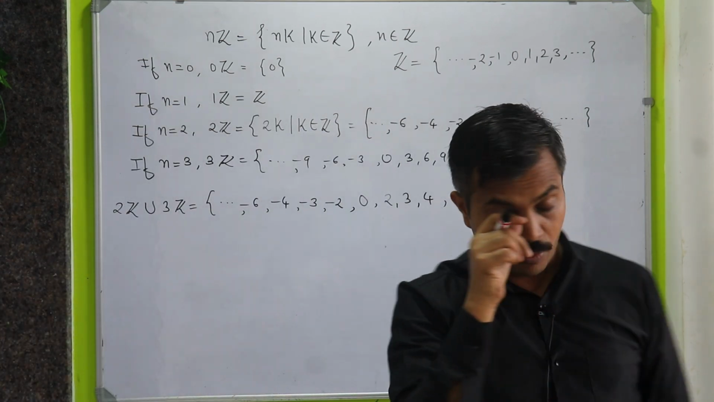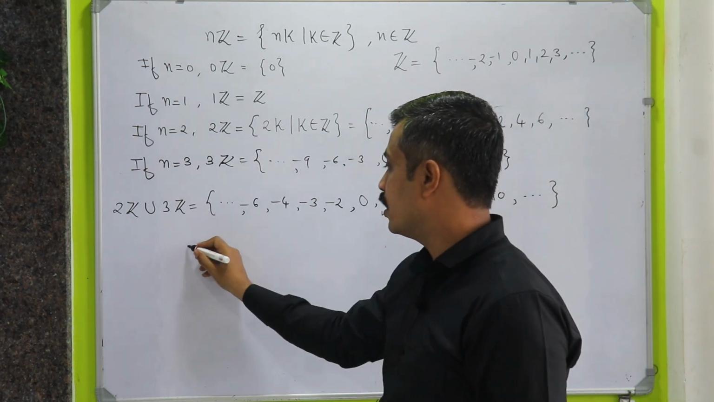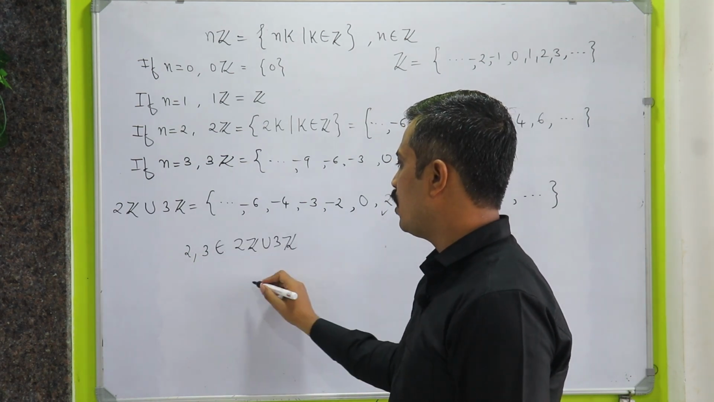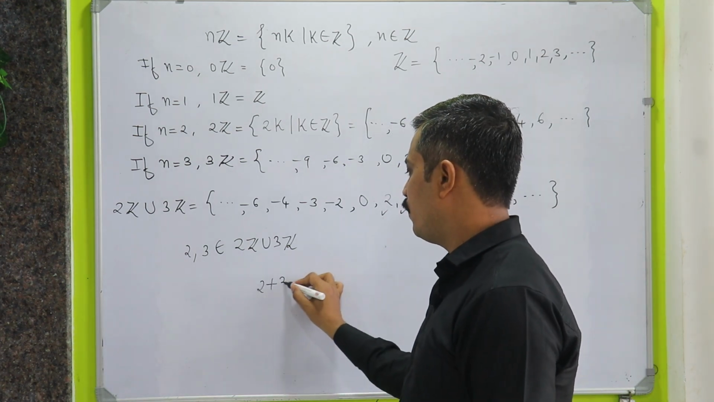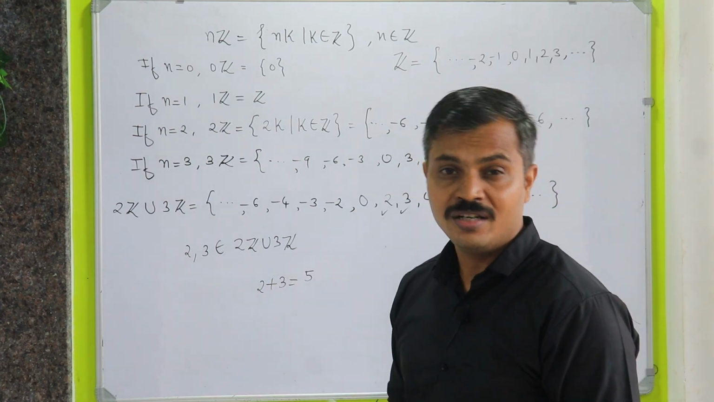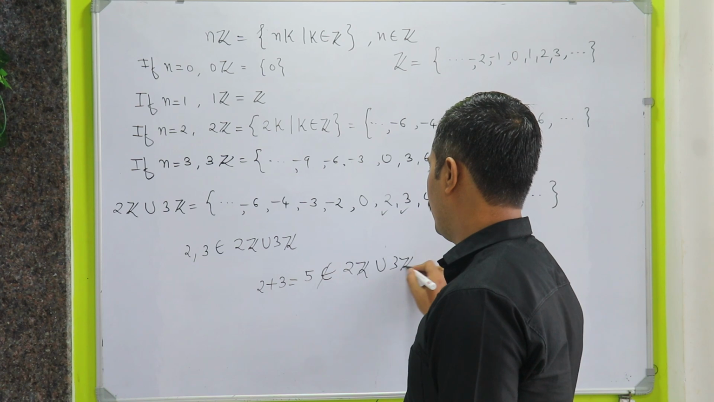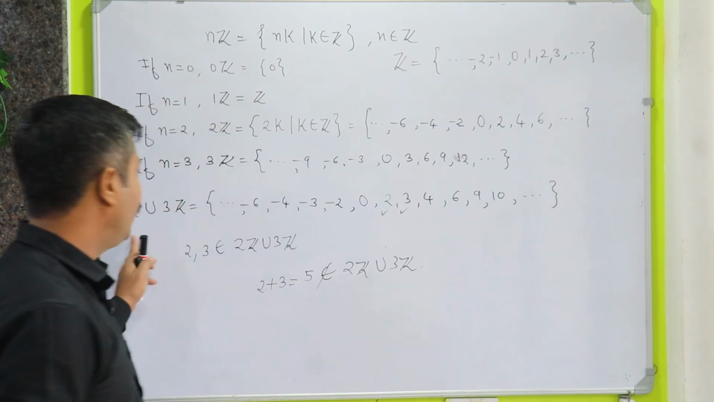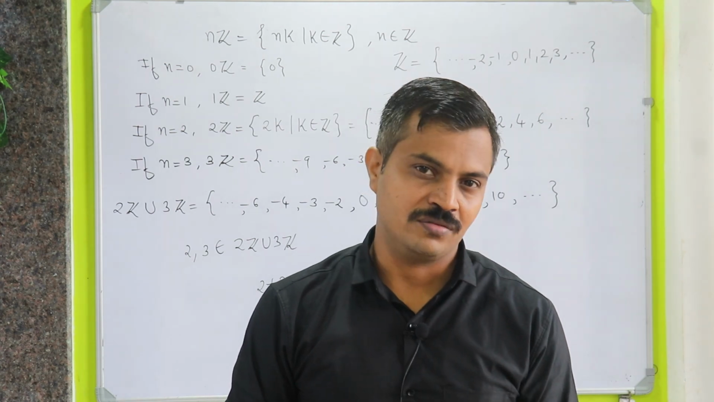If you observe properly, 2 and 3 are members of 2Z union 3Z, right? But what about the sum of 2 and 3? The sum of 2 and 3 is 5, but is 5 present in 2Z union 3Z? No, right? So 5 does not belong to 2Z union 3Z. So what does it mean? It means that the set 2Z union 3Z is not closed under the binary operation, right?